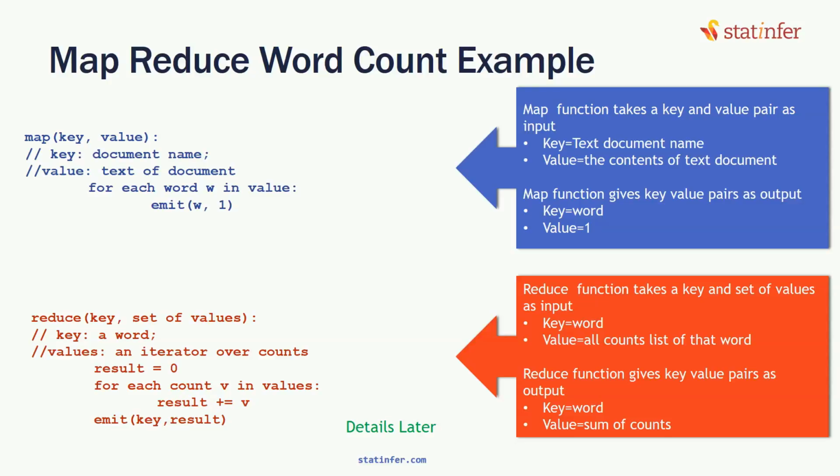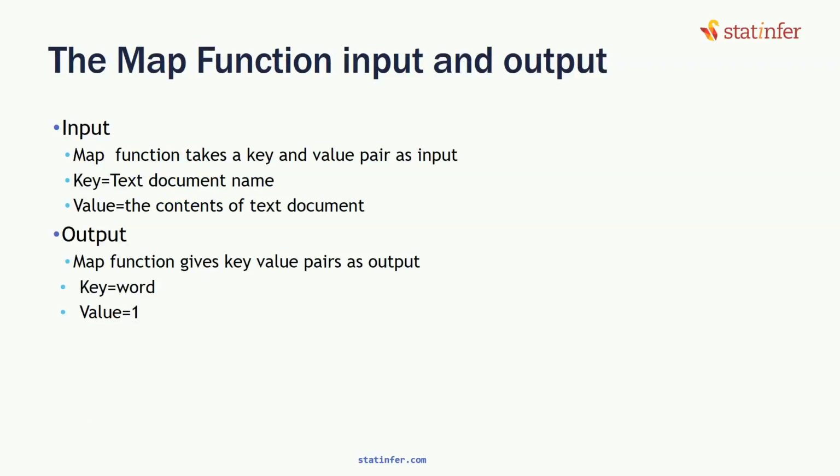So first let's discuss the map function. Map takes key value pair as input and gives key value pair as output. So a particular key value pair is taken as input. Let's dig deep into the map function. Map's input is key value pair. What is the key? The text document name, whatever is the name of the document, it can be anything, it is insignificant, so key can be anything. Map function takes the document name as key, and what is the value? The contents of the text document, whatever is the lengthier text, that is the value.